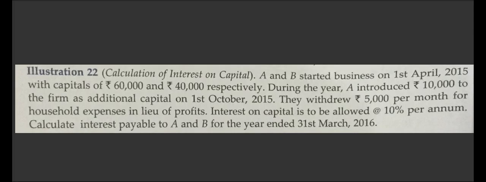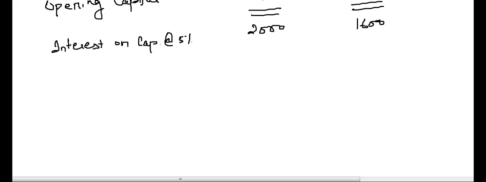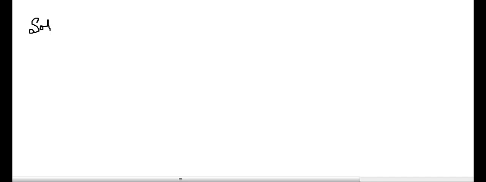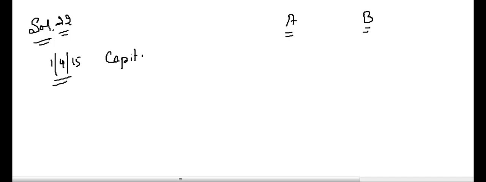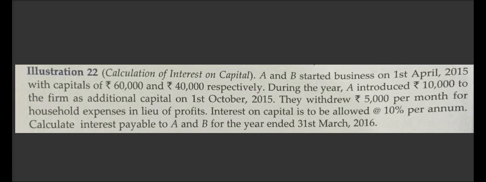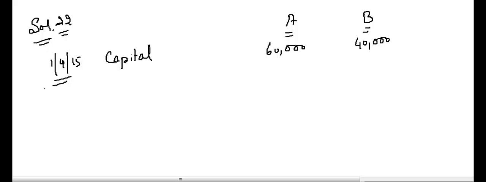It says, there are two partners, A and B. On 1st of April 2015, they have a capital of 60,000 and 40,000. Clear? Now during the year, A introduced 10,000 additional capital on 1st of October. On 1/10/15, additional capital is 10,000.